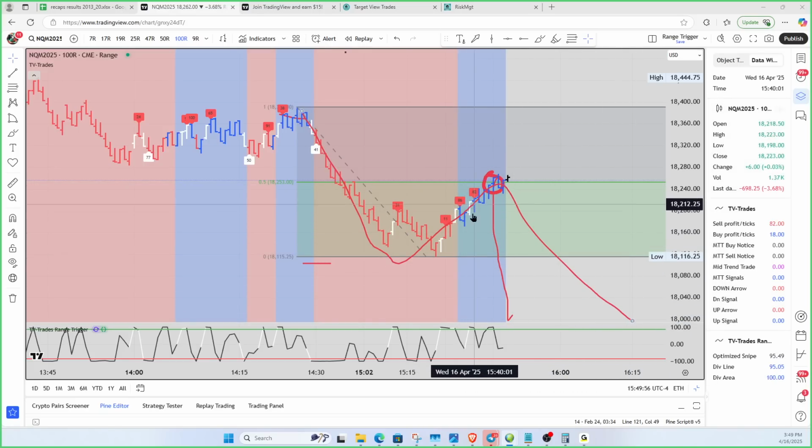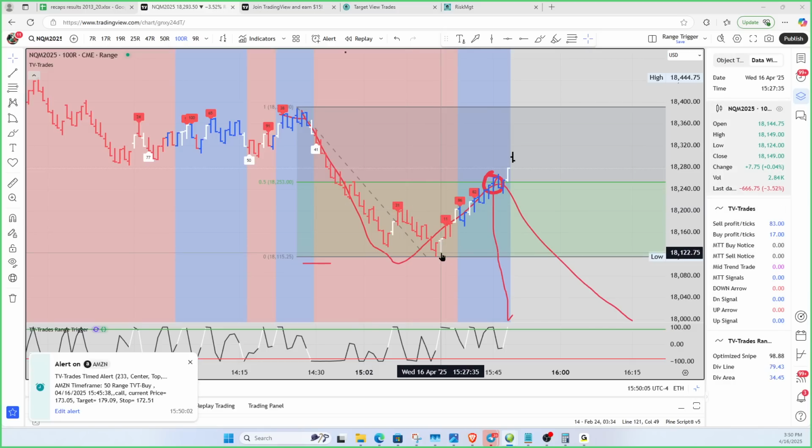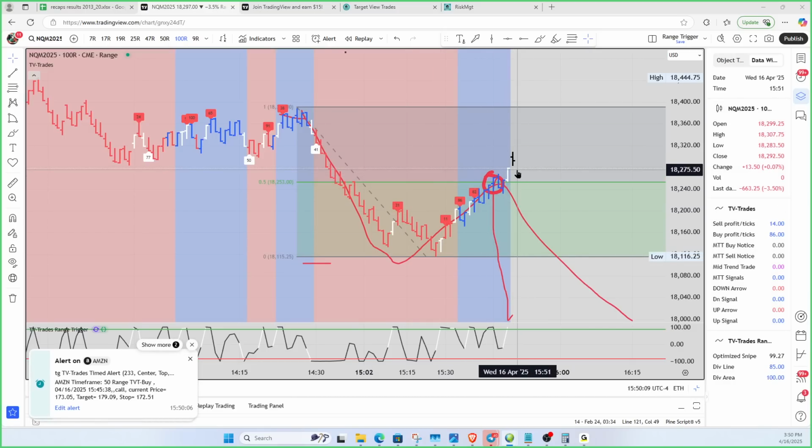You have a little hiccup like that, or like this one right here on the leg down. It went down really far. It had one pullback right here, then went down, had another pullback, then a deeper pullback, and then it went down the rest of the way. This one right here, if it were a valid trade, we would have just stopped out on that.